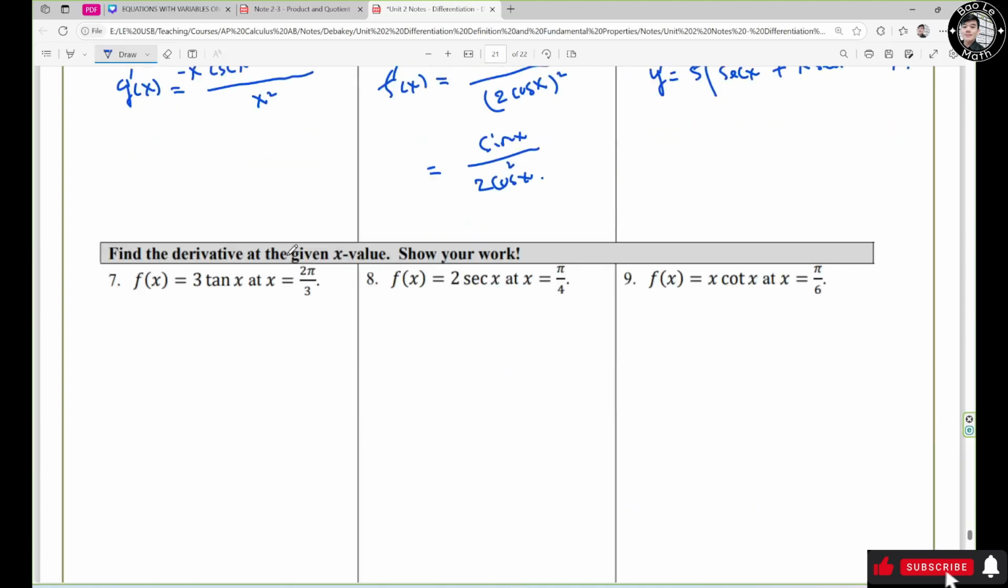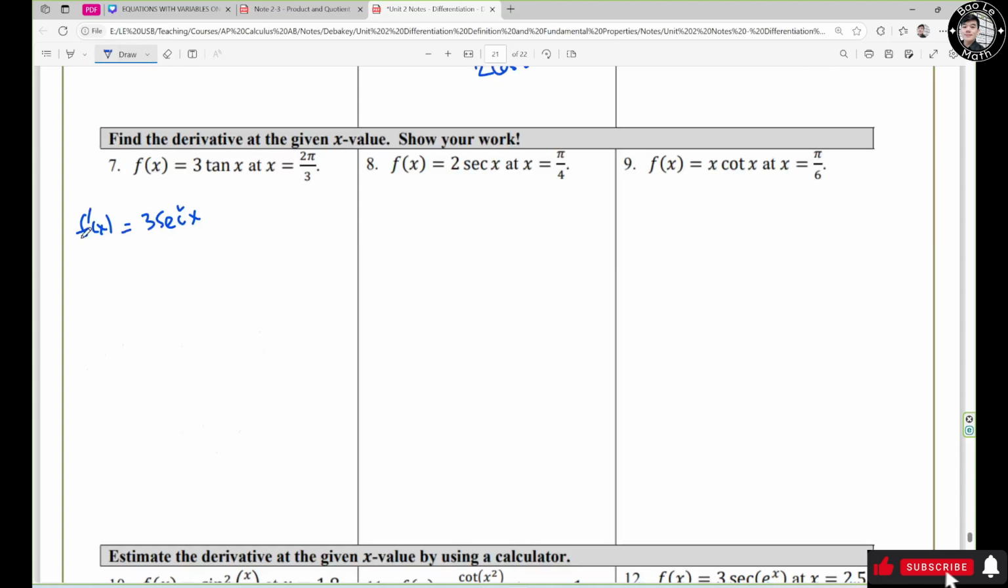Alright, now question 7. Find the derivative at the given x value. So you have f prime of x equals 3 times secant squared of x, right? Now, in order to evaluate the function at x equals 2 pi over 3, you need to convert secant to cosine x, so this turns out to be 3 over cosine squared of x.